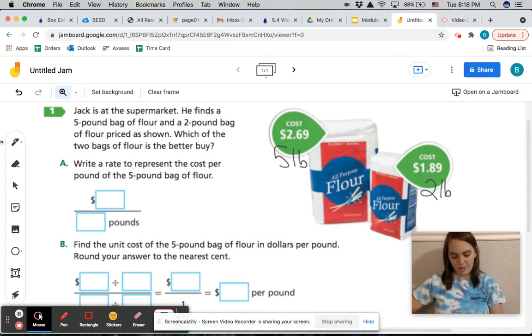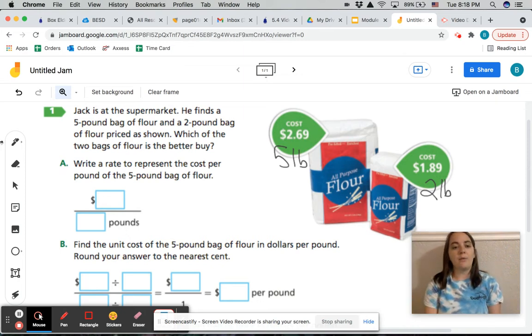An easy way for me to see which one is better is we're going to work through this problem to figure out the answer to this question, which of the 2 bags of flour is the better buy. You might be able to do it in your head, but we're still going to do this problem together.